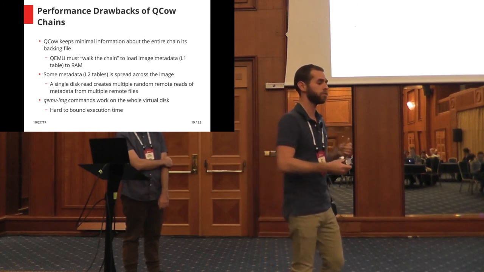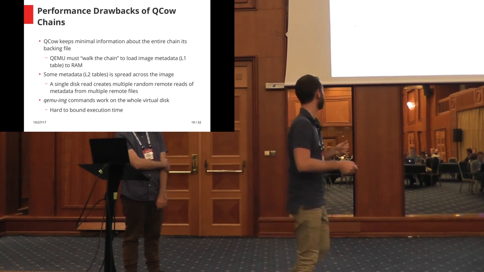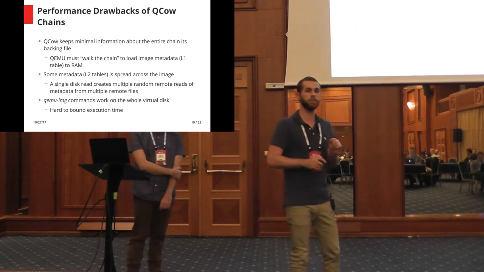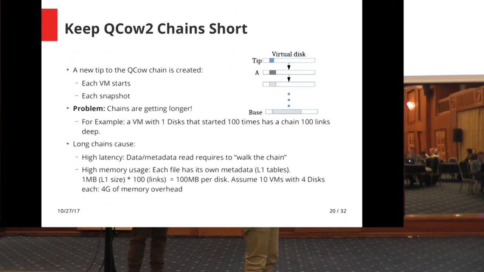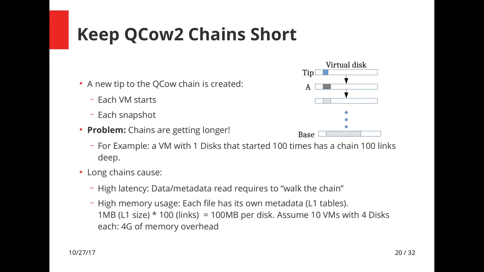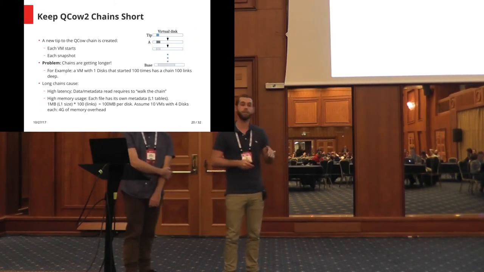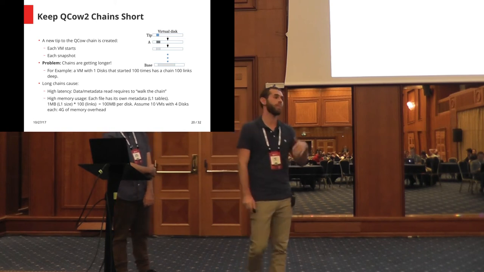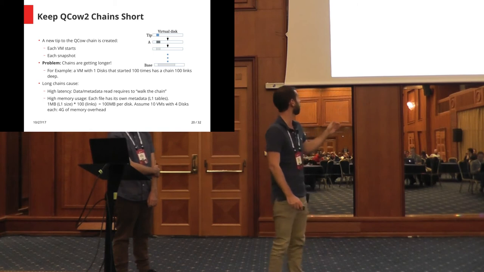This makes it very hard to bound the execution time. When we try, for example, to run commands such as a QEMU image map or rebase, we have to wait until it finishes the whole virtual disk. This can be very inefficient. So, first of all, we're trying to keep the qcow2 chains short. As I explained, a new tip is created every time a VM starts and every time a snapshot is requested.